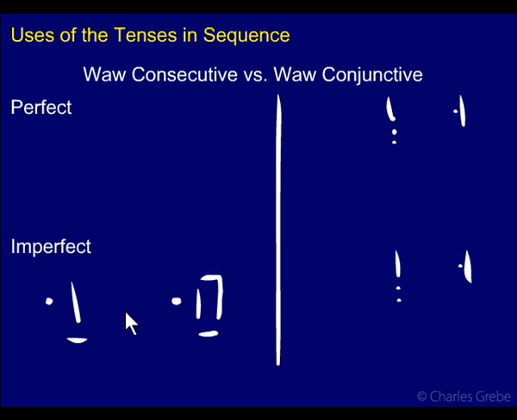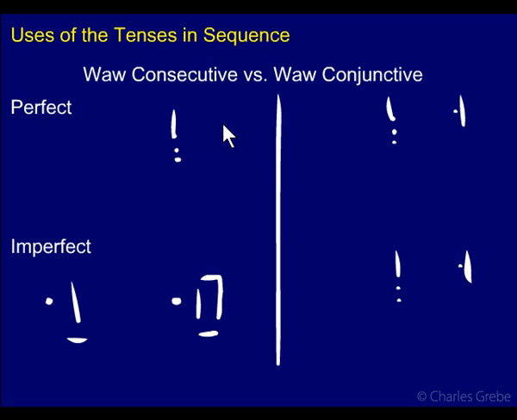Now, unfortunately, when it comes to the perfect, the Vav looks the same as this one. The consecutive and the conjunctive Vav look the same when they're attached to the perfect. You can't tell the difference. There's no morphological difference. So it's a bit tricky. You have to go by context. Now, in a later module, I'll talk about accents. There's a bit of an accent shift that can happen in a couple of forms that will give you a hint that you're dealing with the Vav consecutive. But even that doesn't always happen.